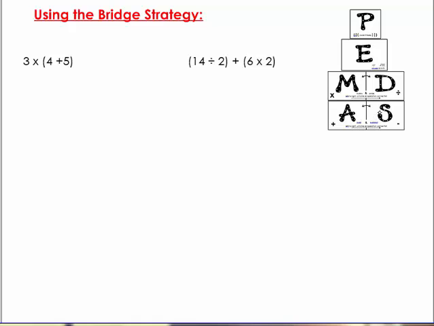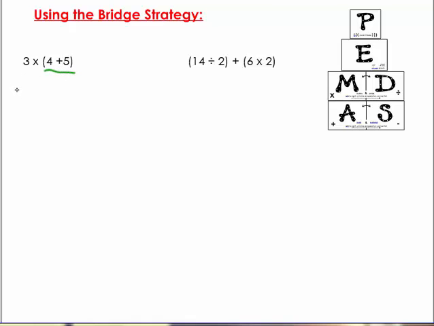So let's begin with this first problem that we see here. So I have 3 times the quantity 4 plus 5. In order to solve it, I have to follow the order of operations, and according to the order of operations, parentheses come first. And in this problem, I do have a set of parentheses. So I'm going to draw a bridge underneath that set of parentheses, that quantity.